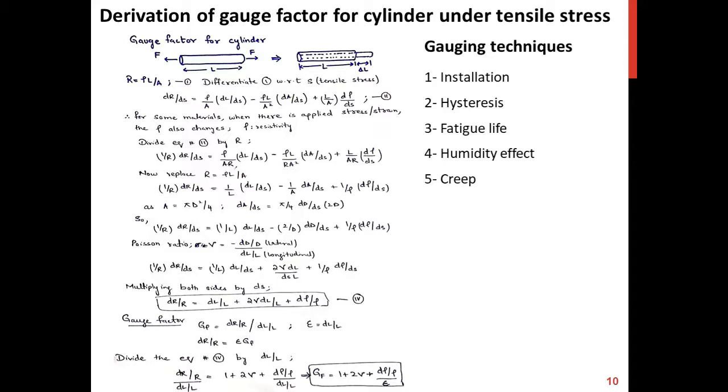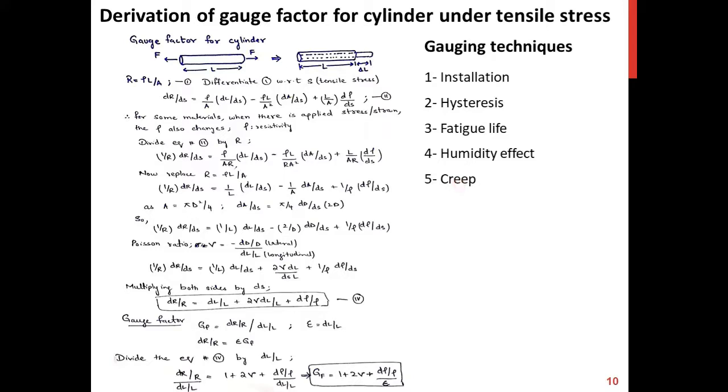For dynamic purposes, we often use foil gauges for testing. And then we have the humidity effect. Moisture can badly affect the bonding between the gauge and the loading surface, which can be avoided by simply heating the surface.